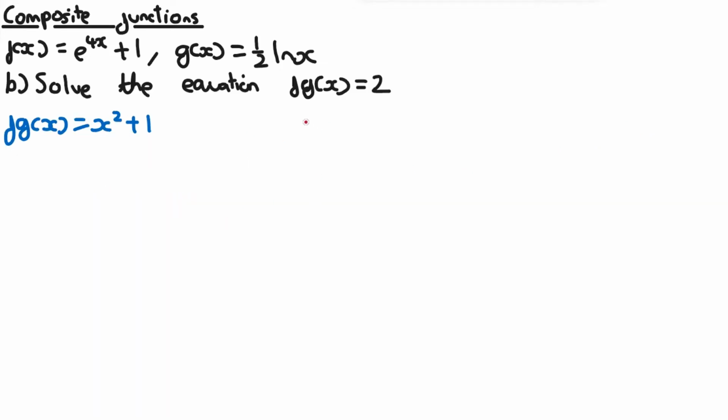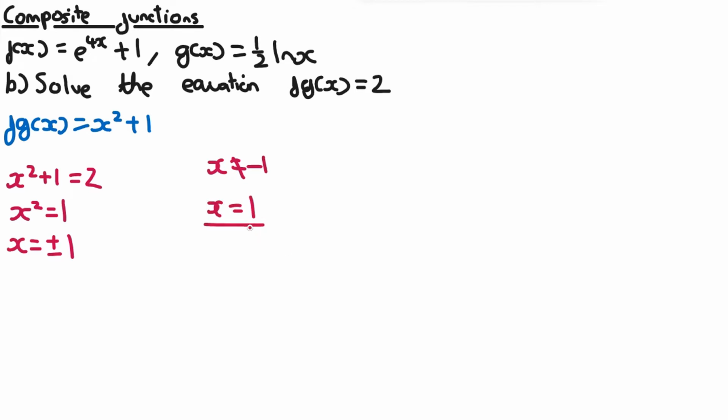And then for part B, we need to solve the equation fg of x is equal to 2, and we found out from before that fg of x is equal to x squared plus 1, so therefore x squared plus 1 would be equal to 2, and then put 1 onto the other side to do x squared is equal to 1, so therefore x is equal to plus or minus 1. But remember that we've got the natural log of x here, and x therefore cannot be equal to minus 1, because you can't natural log a negative number, so therefore x is just equal to 1, and that's the only solution.